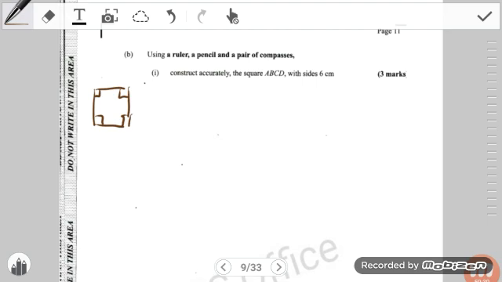I'm going to label my side. I could just label this A and label this B. So what I need now is just a 90 degree angle here and a 90 degree angle there. So I need to have a knowledge of how to do a 90 degree angle.